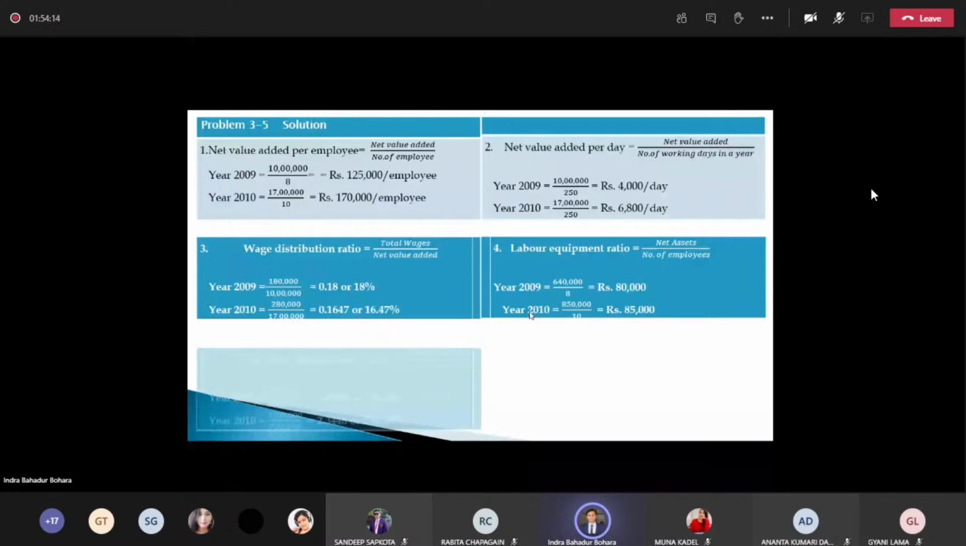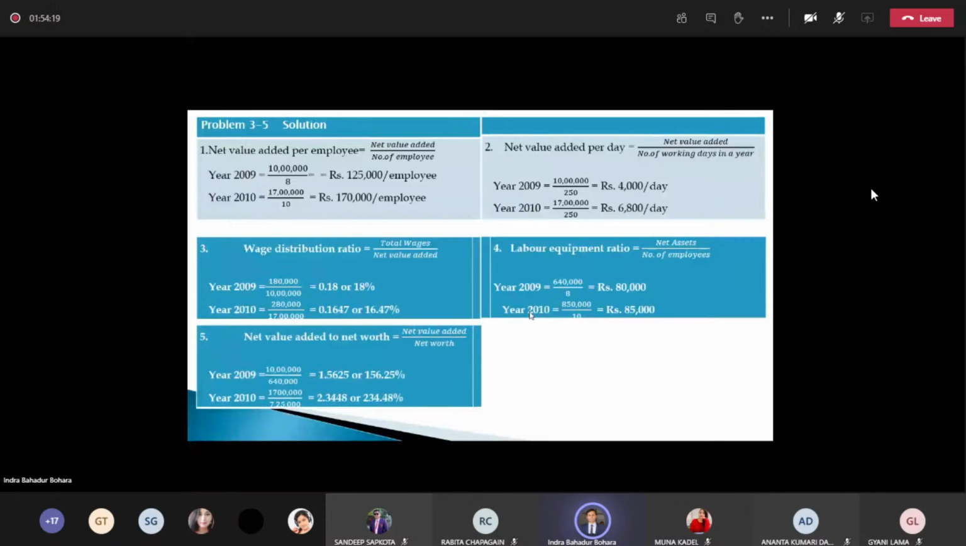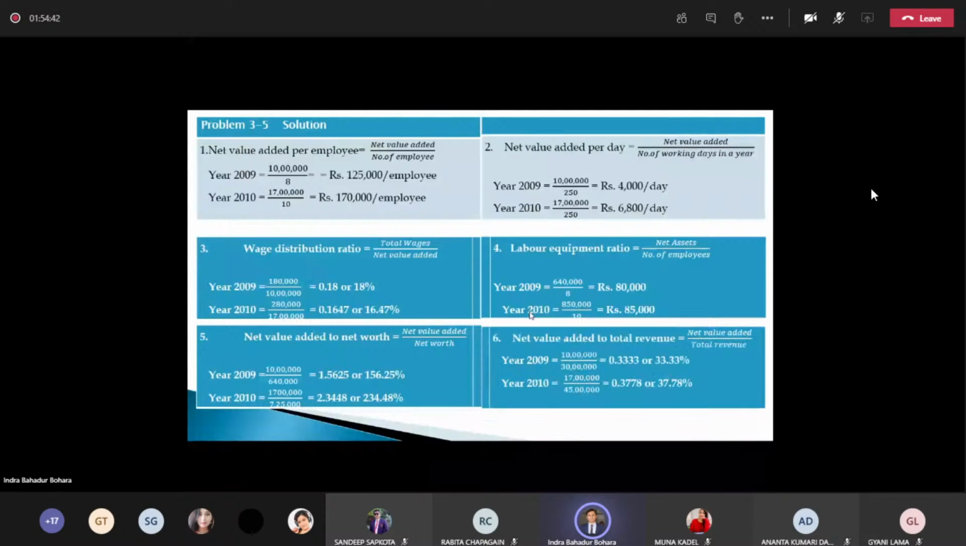And next is net value added to net worth. Net worth amount is given in the question. So it is also better. 156 percentage to 234 percentage increase here. The net worth amount is to some extent the same, 6 lakh 40 and 7 lakh 25, slightly changed, but a huge percentage of net value added increase. So it is better, the company has better performance.